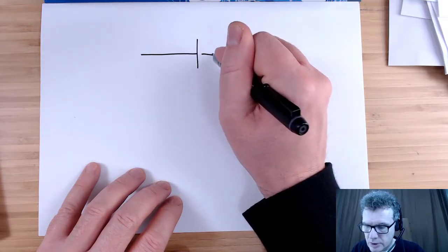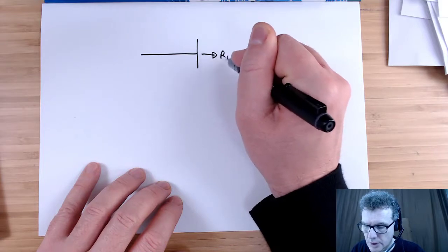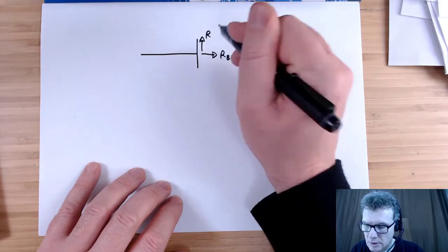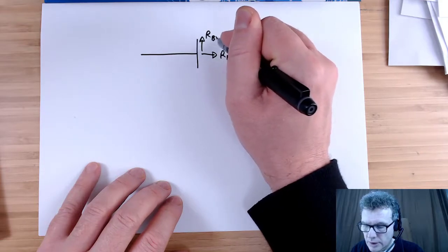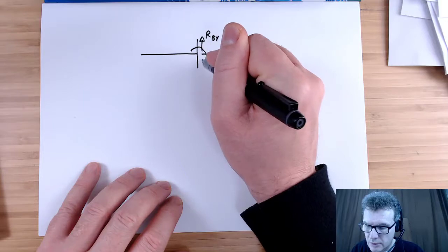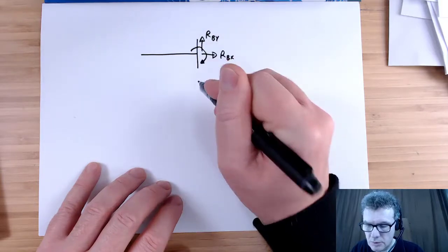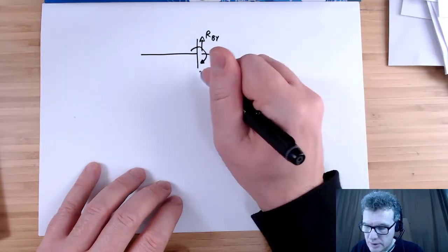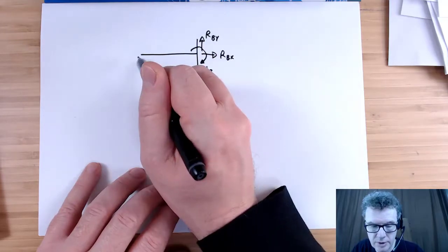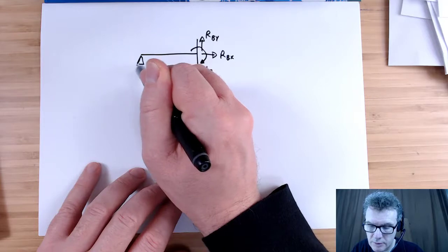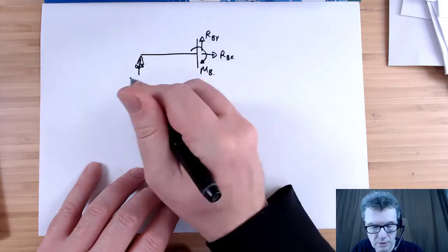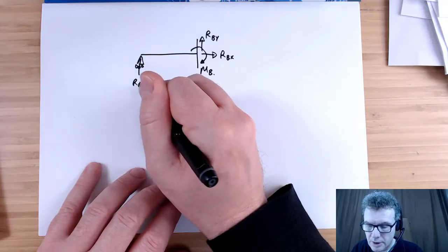So I'm going to have a reaction RBX, RBY. Since this is attached to the wall, we're going to have a bending moment at the wall. I'll call that MB. And then on the other side here, I've just got a pivot on rollers, so that leads to RAY.